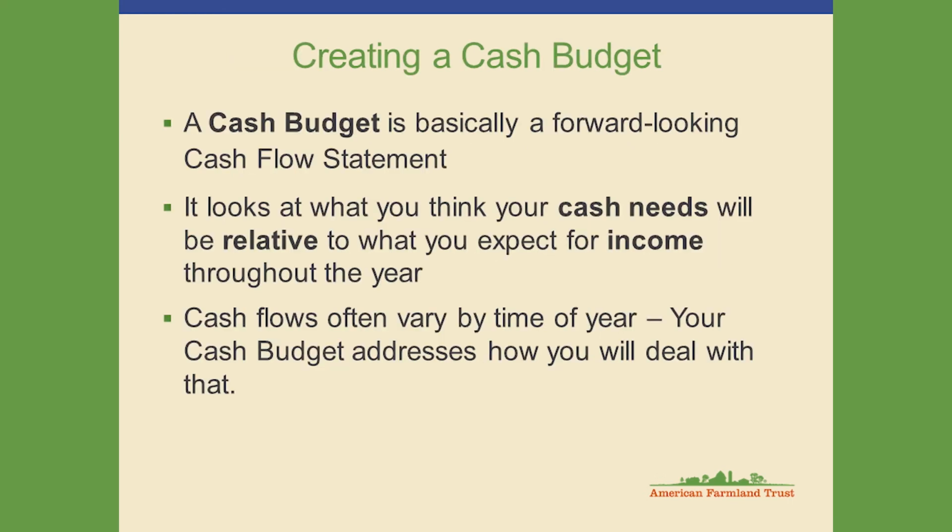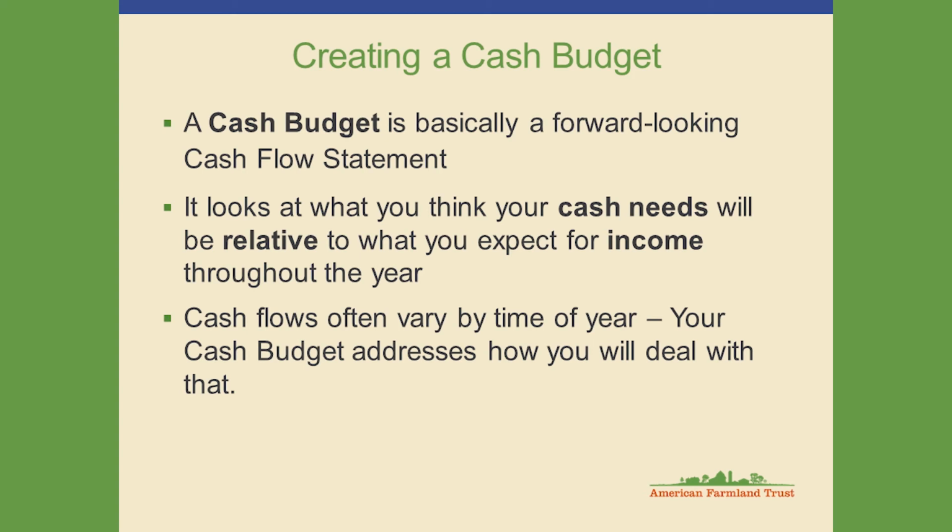So now we're going to move on and look at what a cash budget is. A cash budget is basically a cash flow statement that's looking forward. A cash flow statement basically details where cash came from and went to over the past time period, usually a year. A cash budget is basically the same thing, but looking forward at what you think you're going to spend money on and where you think you're going to get the money to pay those bills. So it looks at what you think your cash needs will be relative to what you expect for income over the coming year.